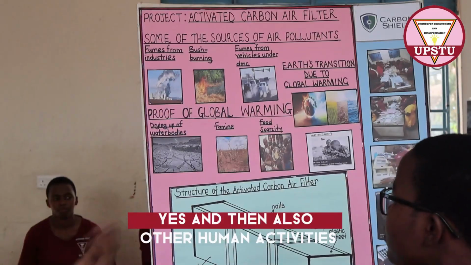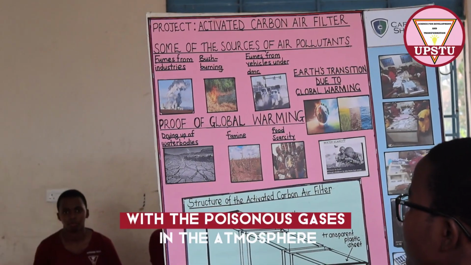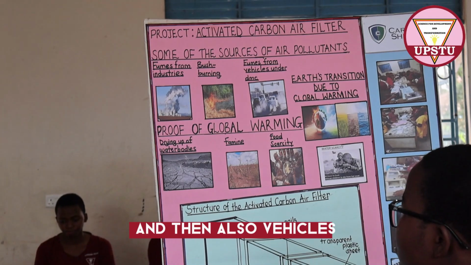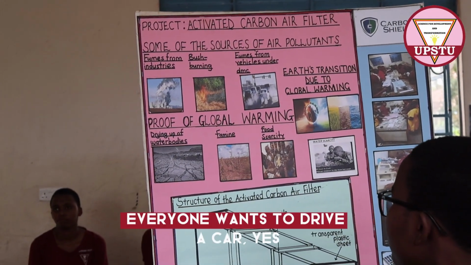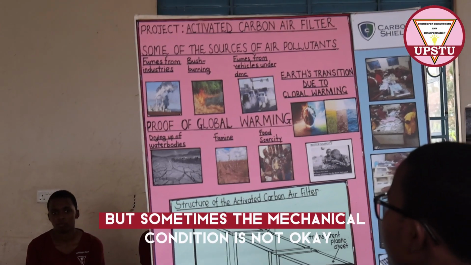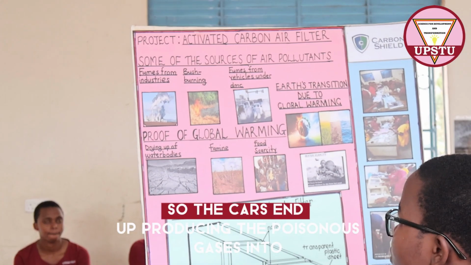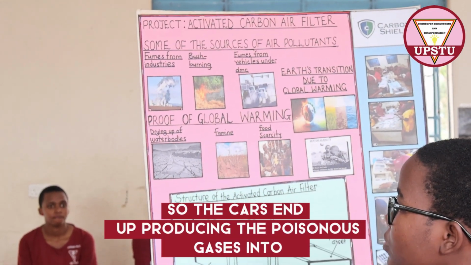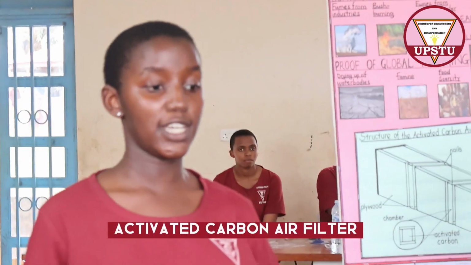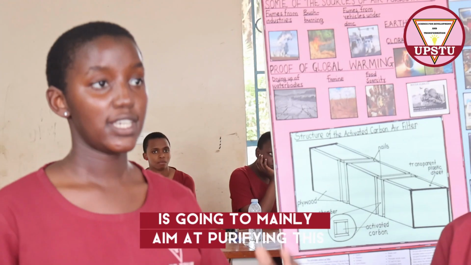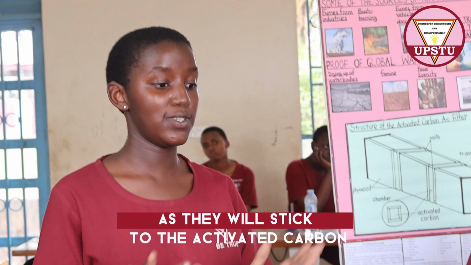Then also other human activities such as bush burning, which release poisonous gases into the atmosphere, and also vehicles, because it's obvious that in our country everyone wants to drive a car, but sometimes the mechanical condition is not okay, so the cars end up releasing poisonous gases into the atmosphere. So our project, the Activated Carbon Air Filter, mainly aims at purifying this air, removing the poisonous gases as they stick to the activated carbon.